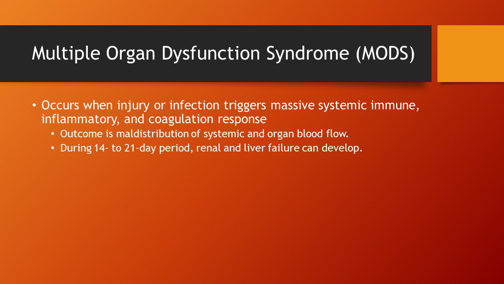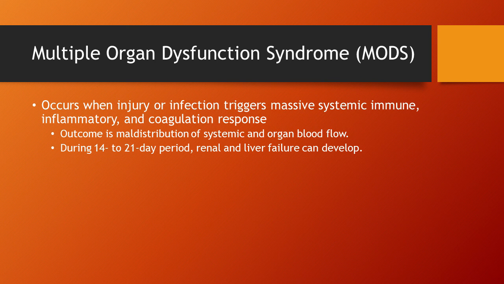Overactivation of the coagulation system causes uncontrolled coagulation in the microscopic venules and arterioles. Additionally, bradykinin, a potent vasodilator, is released, and this vasodilation leads to tissue hypoperfusion and may contribute to hypotension. The net outcome of MODS is the maldistribution of systemic and organ blood flow. It's not uncommon for MODS to develop either hours to days following resuscitation.